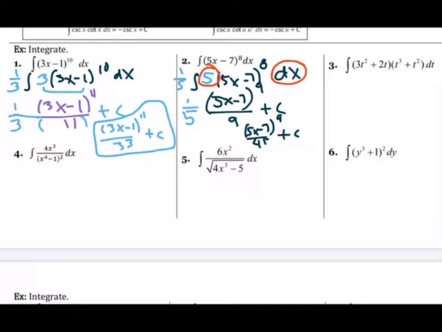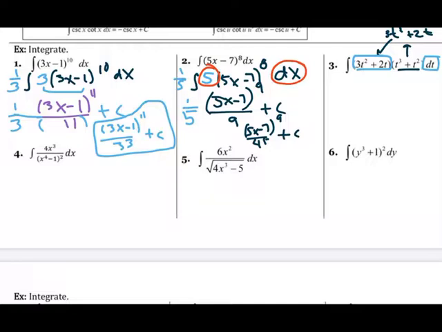Now, number 3 looks really different. And in theory, you could just multiply this out and get a polynomial and integrate using the power rule for each part. But what I want you to notice is that if you look at this piece, what is the derivative of this piece? 3t squared plus 2t. And that derivative shows up right here. So here we do have the chain rule set up. Here is the derivative of the inside. That's the derivative of the inside, which means when I use the chain rule, that's going to go away.